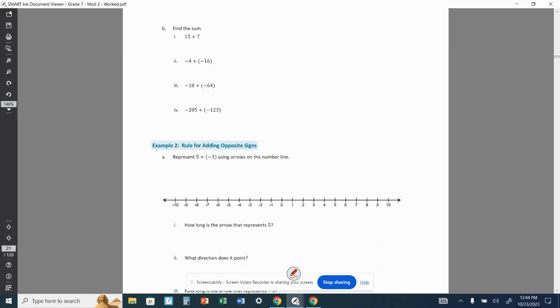Finding the sum, you're doing the same basic thing. Again, these would match, so we'd move to the right. 15 and 7 is 22. These ones don't match.